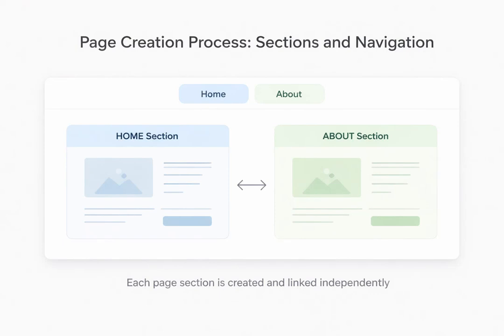Picking up from where we left off, let's talk about how the page creation process works when you're building a multi-section website. The key insight here is that when you create a page from the home view, each section, home, about, services, gets generated as its own independent section. They don't automatically link together. So when someone clicks About in the navigation, the goal is to land them on the About section of the same page, not open a completely new page. This is a very common point of confusion when you're first setting up a site.